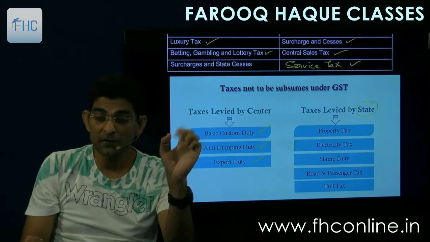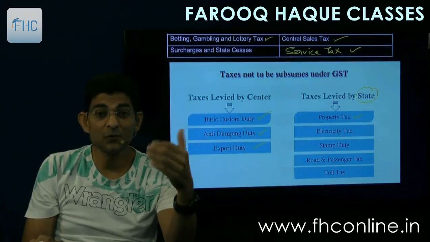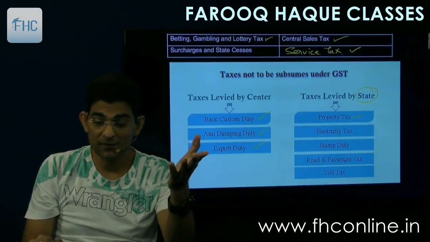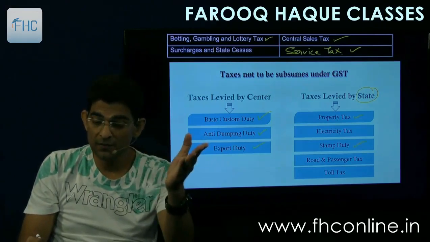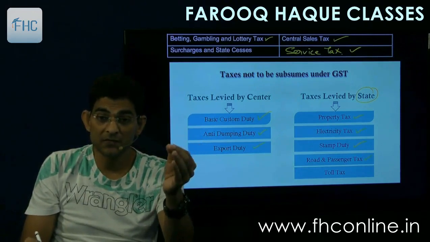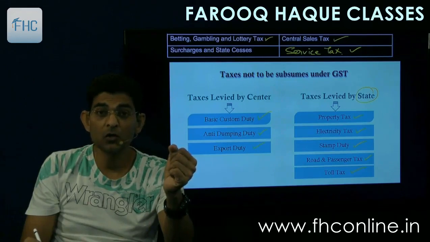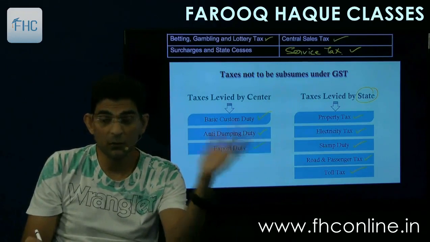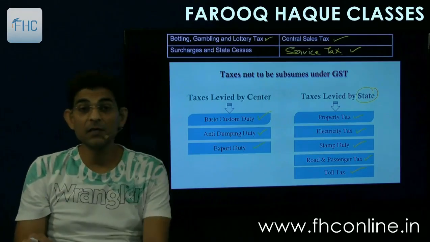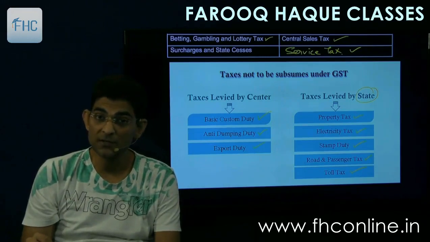And from the state's perspective, property tax. Property tax means the taxes which are levied on your property, buying and selling of property, also called the stamp duties. Different kinds of stamp duties are there. Electricity tax, road and passenger tax which you pay on your vehicles, purchase of vehicles, and toll tax that you pay on crossing tolls, use of the roads and bridges and all. So these continue to be levied separately. They are not covered by GST.